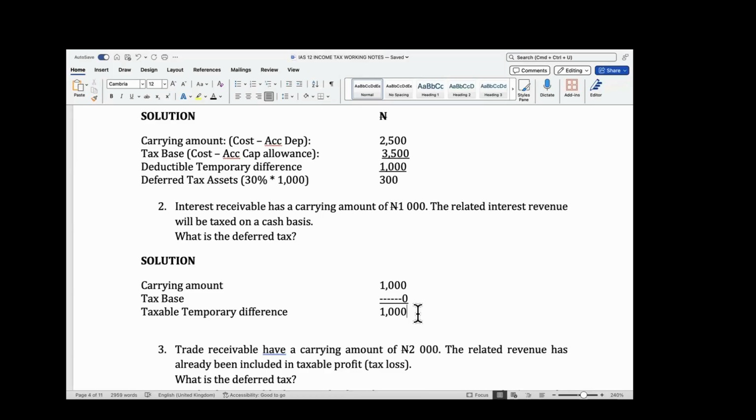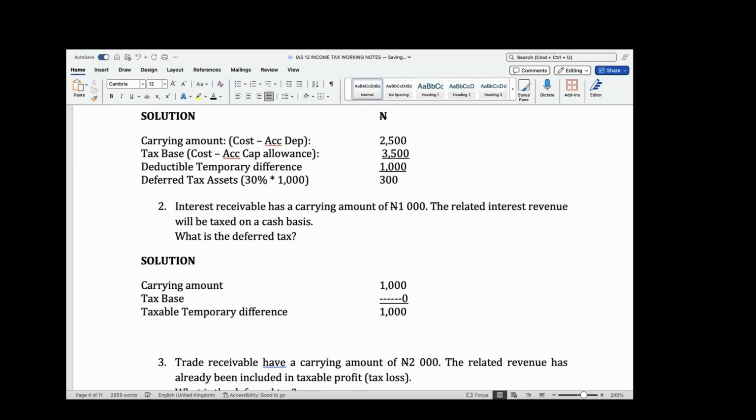So here, the taxman is not taxing this item until I collect the cash. So he will tax it in the future. So the temporary difference is taxable. It's a taxable temporary difference. And when you have a taxable temporary difference, that will result in a deferred tax liability. You just apply 30% on that difference. In this case, it's going to be 300.